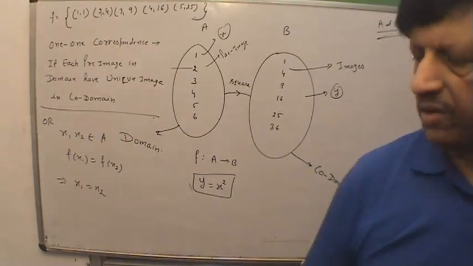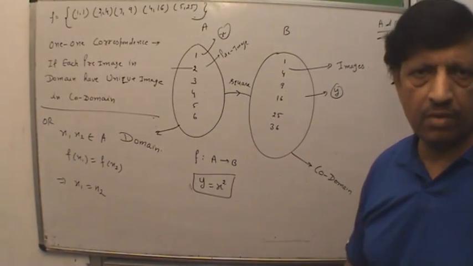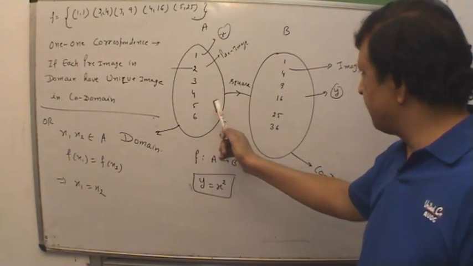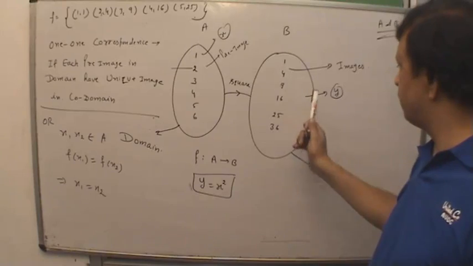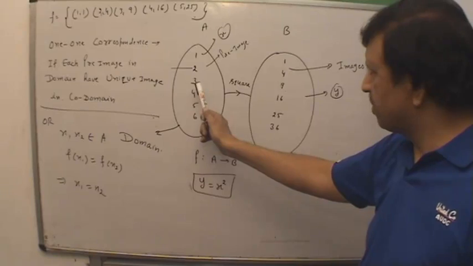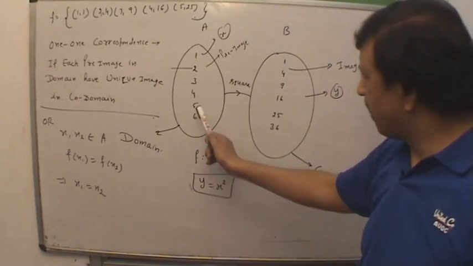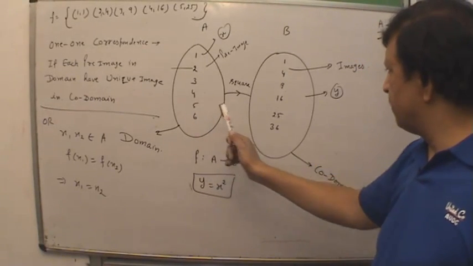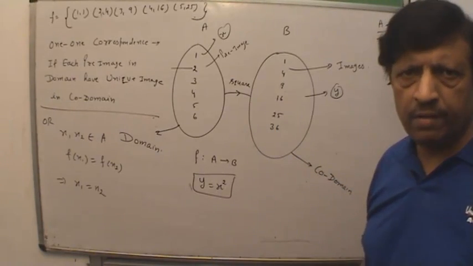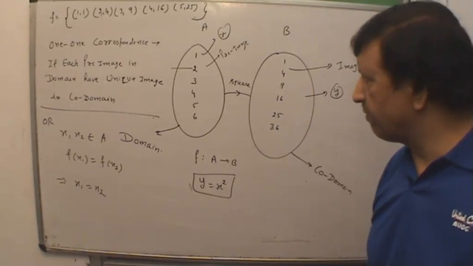In this example, we consider it is a 1-1 correspondence or 1-1 mapping, because every member has a unique image in the codomain. 3 cannot have image 4 because the square of 3 is 9. 5 cannot have the image 9. Why? The image of 5 is 25. So it is an example of 1-1 correspondence or 1-1 mapping.